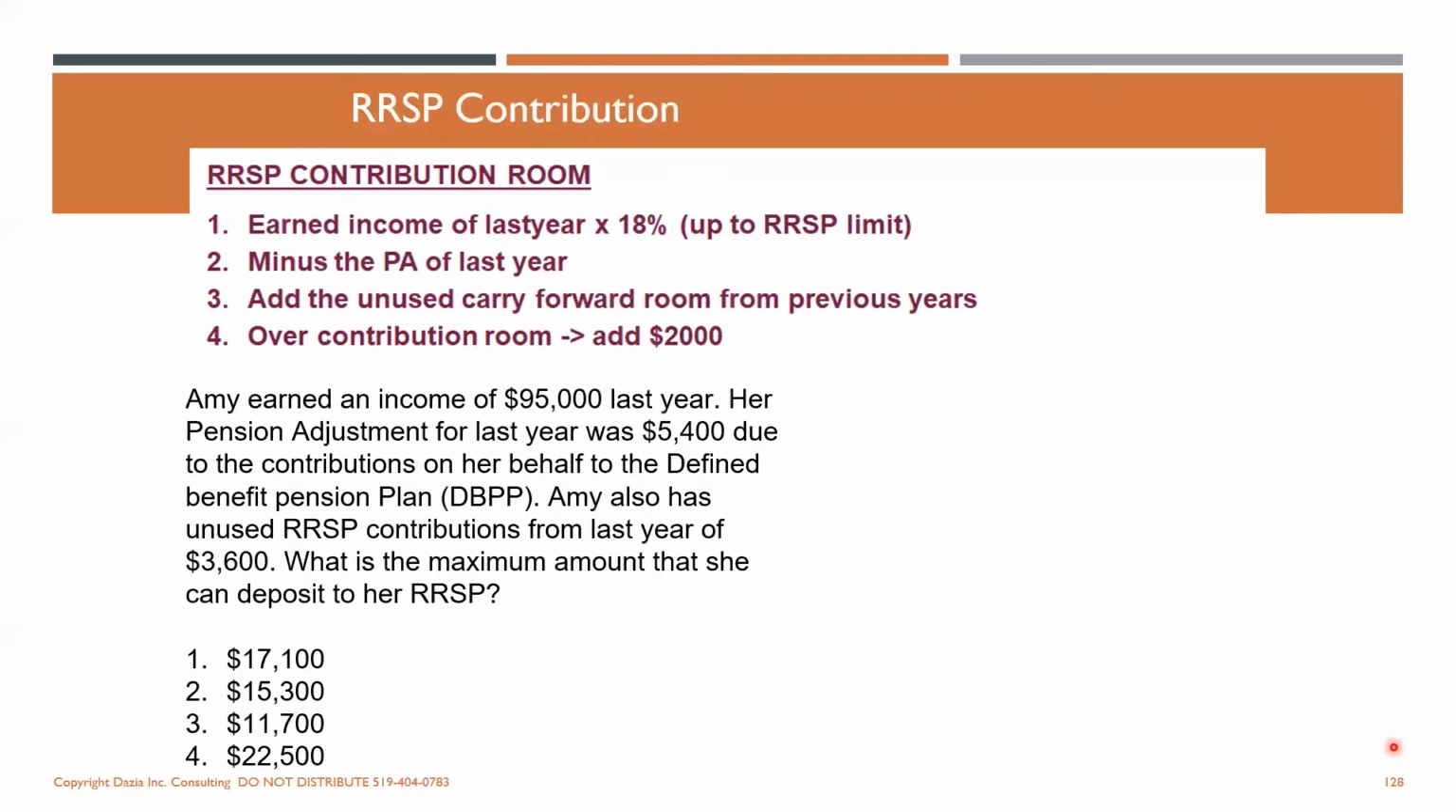So let's take a look at an example. Amy earned income of $95,000 last year. Her pension adjustment was $5,400 due to contributions to the defined benefit plan at work. Amy also has unused RSP contribution room from last year of $3,600. What is the maximum amount she can deposit to her RSP? You can pause and work on this and then see the answer.